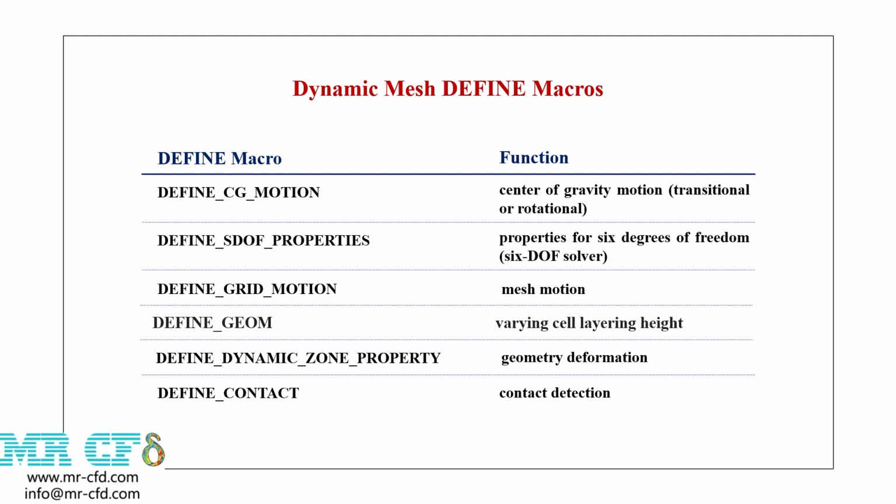GM macro, which is used to define how the cell layer height changes. Dynamic zone property macro, which is used to define how the geometric shape changes. Contact macro, which is used to define contact detection, i.e. for when a moving surface gets close to a stationary surface and is on the verge of contact.